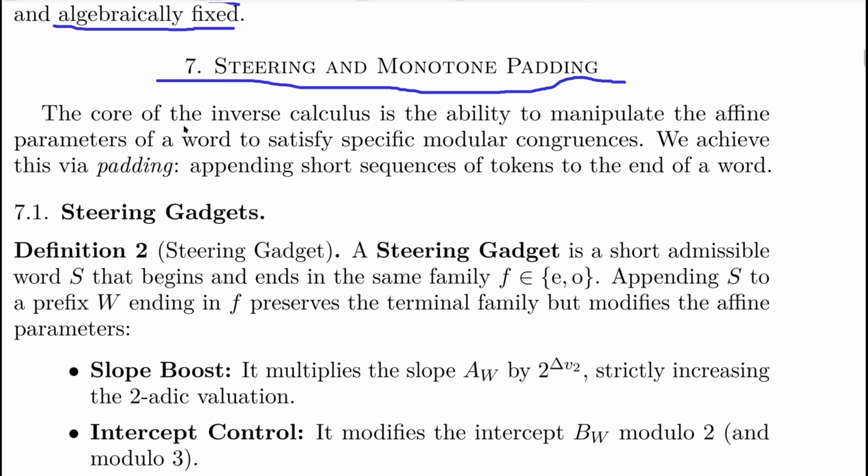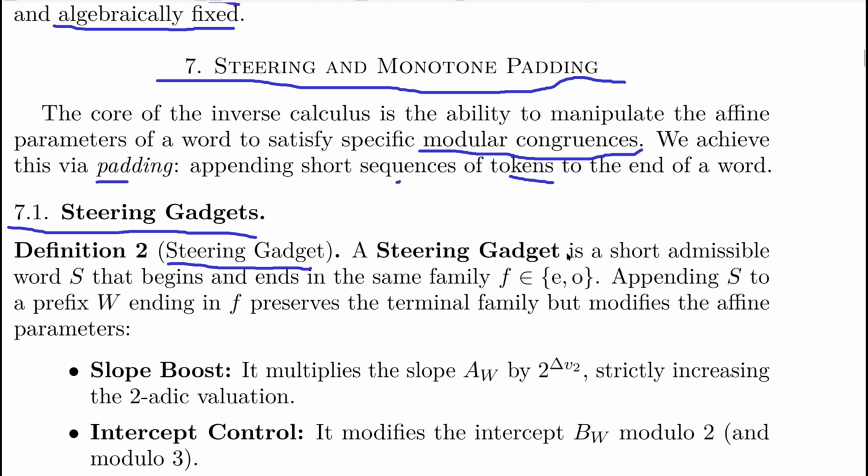So, steering and monotone padding. The core of the in-bus calculus is the ability to manipulate the affine parameters of a word to satisfy specific modular congruences. We achieve this via padding, appending short sequences of tokens to the end of a word. So let's look at steering gadgets. There's a definition. Steering gadget.